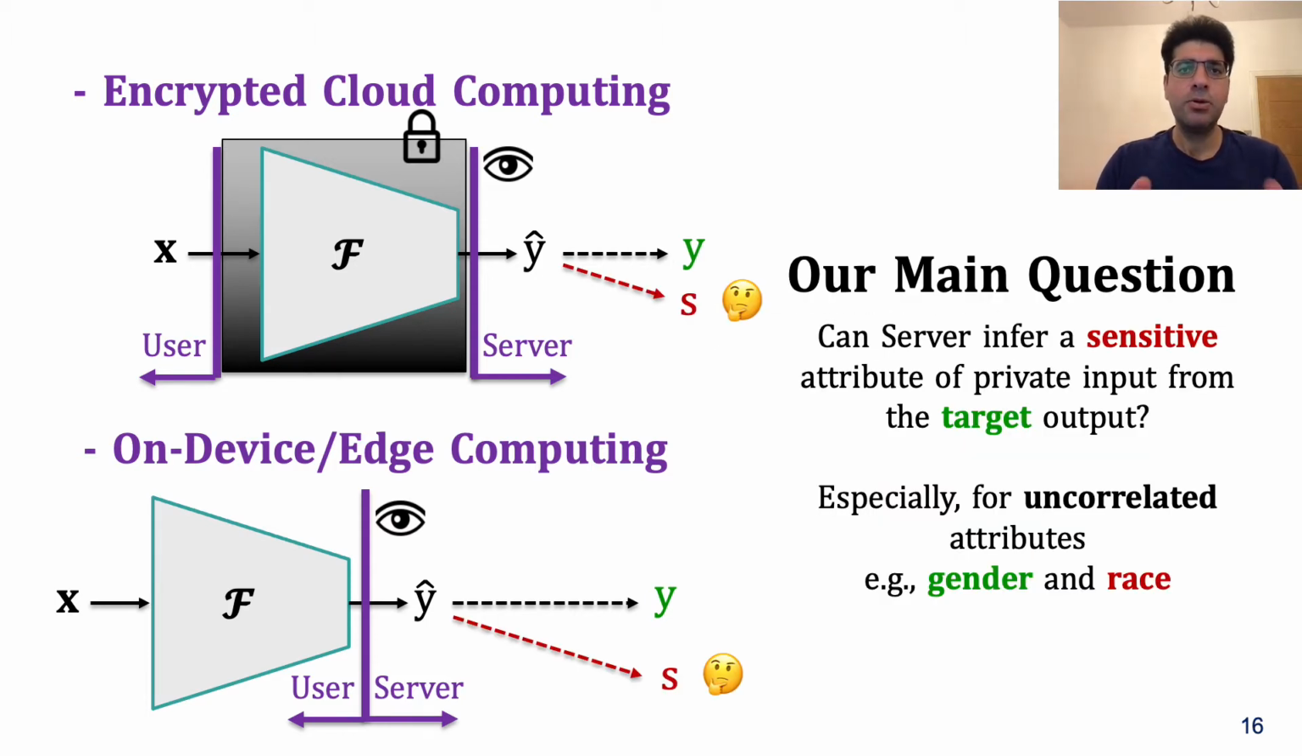So this is the main question in our work. Can a server that gives us a classifier for a target task infer sensitive uncorrelated attributes of our private data by only observing the output of the classifier?